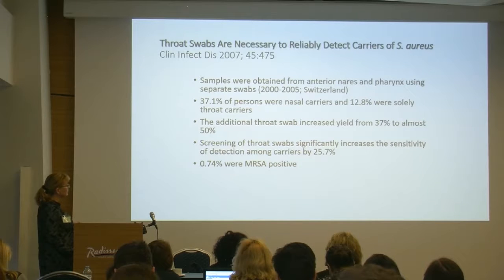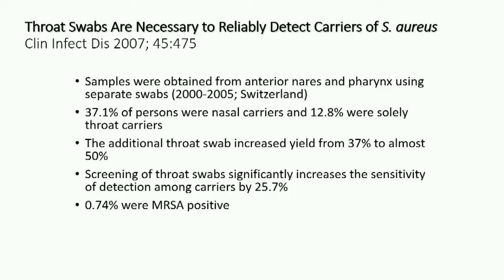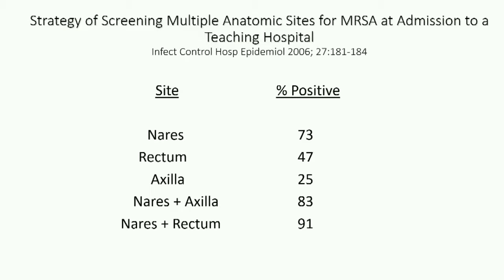37.1% of persons were found to be nasal carriers, and almost 13% were solely throat carriers. So it is important to do also the throat swabbing. And this study also shows us that combining different anatomic sites improves the results. It is better to have more sites combined.